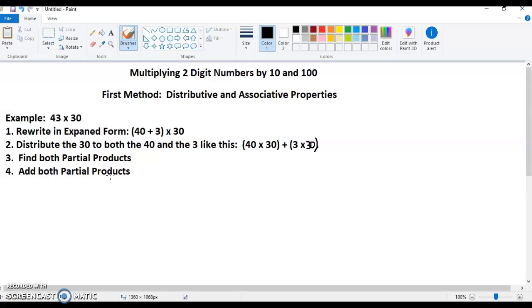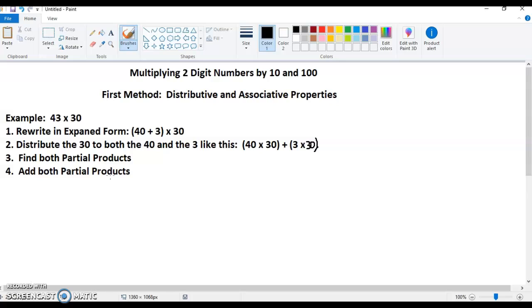So today what I'd like to do is show you two methods of how we can multiply two-digit numbers by another two-digit number. I'm going to show you two different methods today, and then there's another video that I'm going to create to show you two other methods. So you have a lot of options when it comes to multiplying two-digit numbers times two-digit numbers.